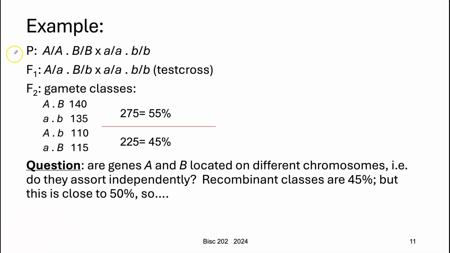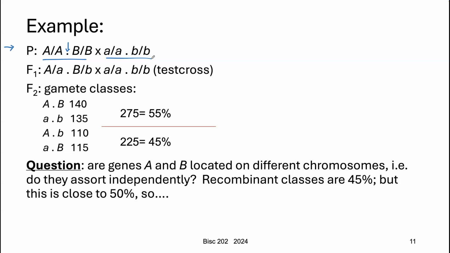So we have pure breeding parents. One parent is homozygous for two dominant alleles of two different genes. Remember what this dot means. It means we are not certain whether the genes are linked or not. We are doing these crosses to find that out. So we would write this notation differently if we knew the genes were linked or if we knew they were not linked.